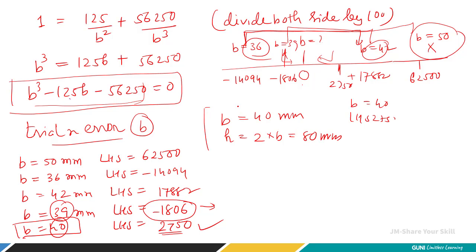Now this is called the trial and error method. This way you can find the cross section of an eccentrically loaded C clamp. I hope that you have understood the trial and error method.